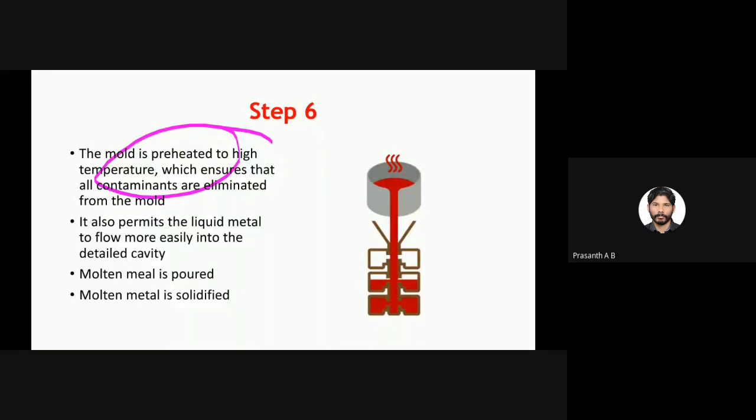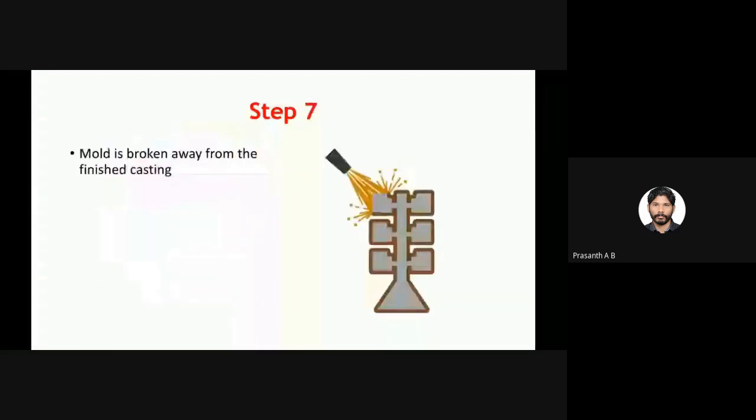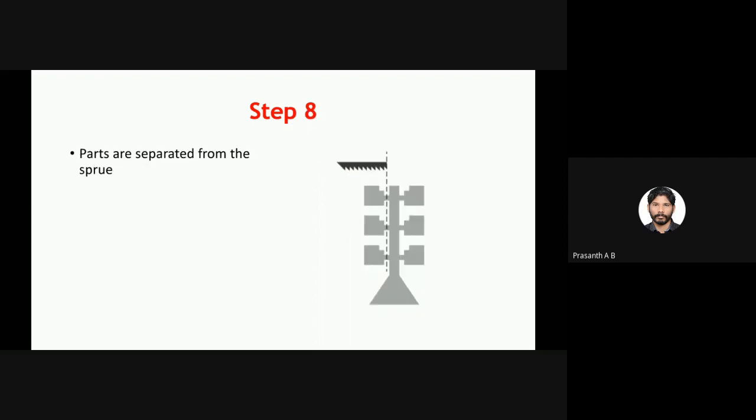After that, this molten metal is solidified. Then, once the solidification is over, we follow the same steps. The mold is broken. You can see here, we break the mold from the finished casting. Then the parts are separated.